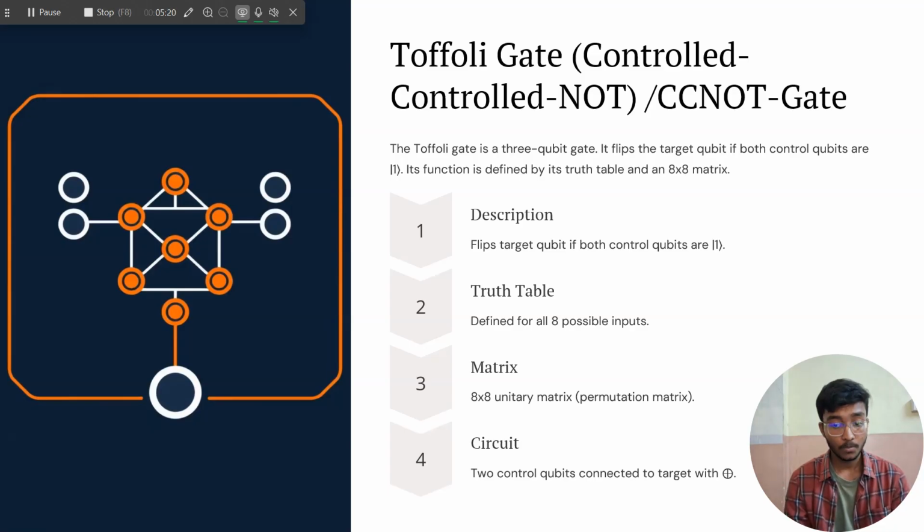It flips the target qubit if both control qubits are 1, and its function is defined by a suitable truth table and an 8 by 8 matrix. As it is a 3-qubit gate, it has an 8 by 8 matrix.